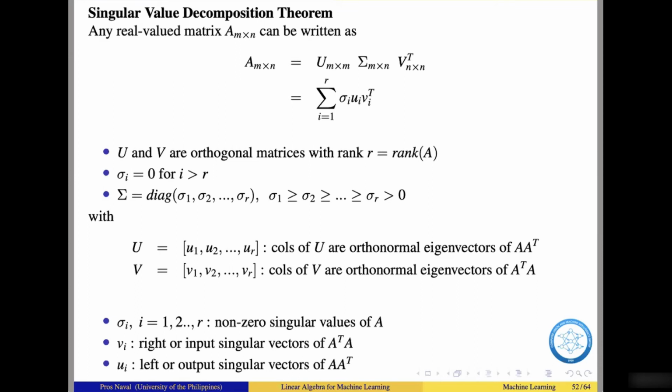So the SVD theorem is the following. Any real valued m by n matrix can be written as A equals U sigma V transpose, where U and V are orthogonal matrices with rank equal to the rank of A.